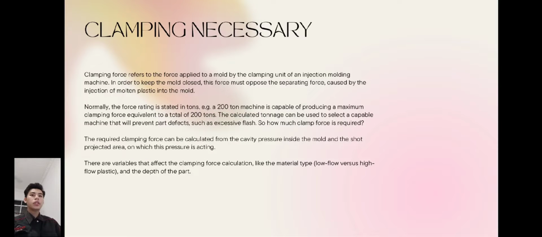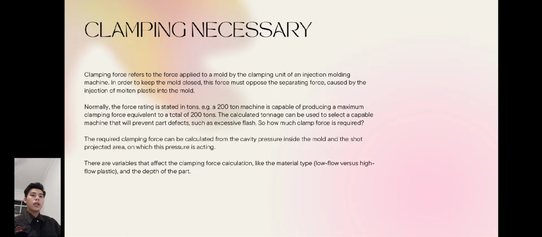So for the clamping force, clamping force refers to the force applied to a mold by the clamping unit of the injection molding machine in order to keep the mold closed. This force must oppose the separating force caused by the injection of molten plastic into the mold. Normally, the force rating is set in tons, e.g., a 200 ton machine is capable of producing a maximum clamping force equivalent to a total of 200 tons.